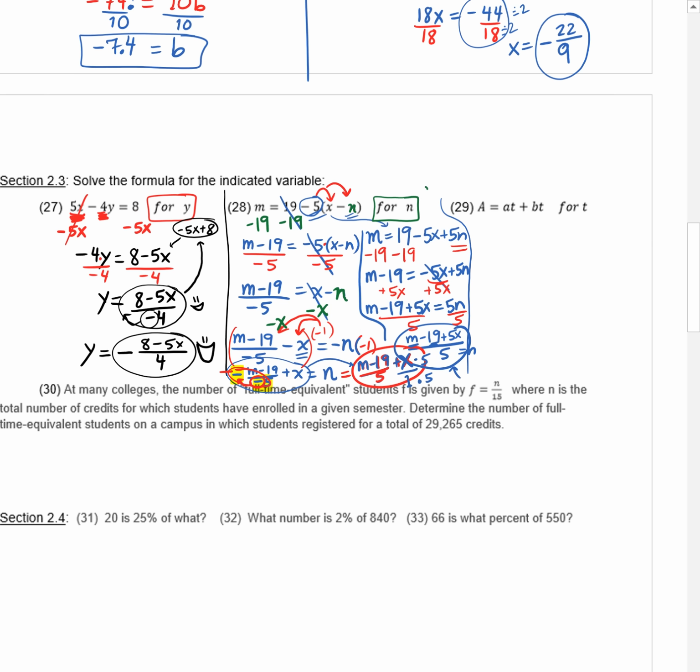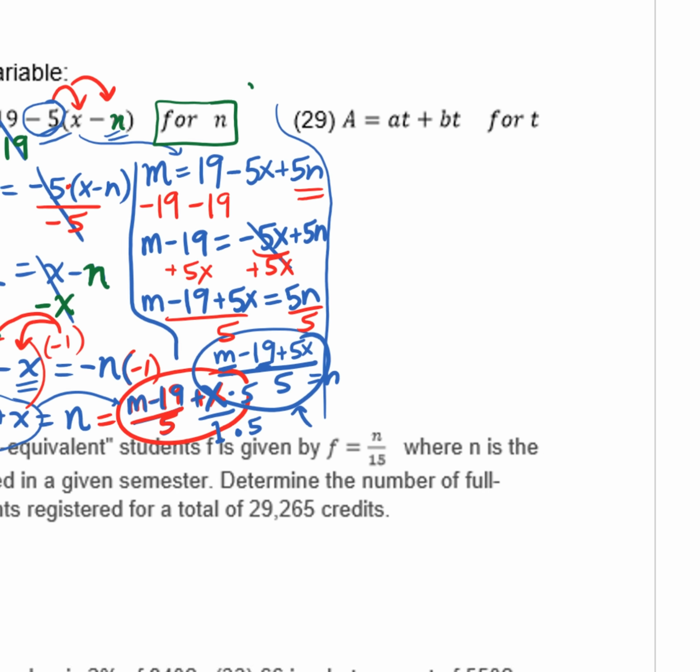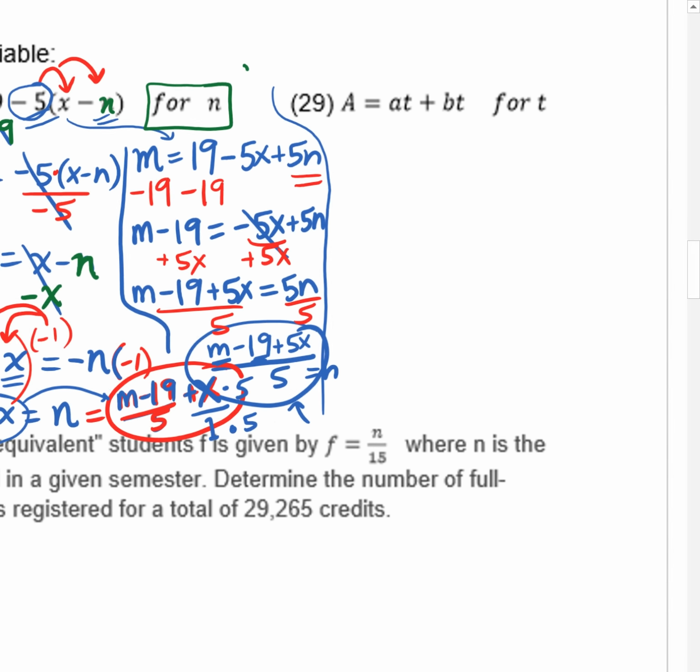Okay, now we're on number 29. This one looks really simple, but I think it is really simple if you remember the trick. But if you forget the trick, it's not easy. So this one, it's capital A equals lowercase a t plus bt. So notice they're wanting us to solve for t, and you see t twice here.